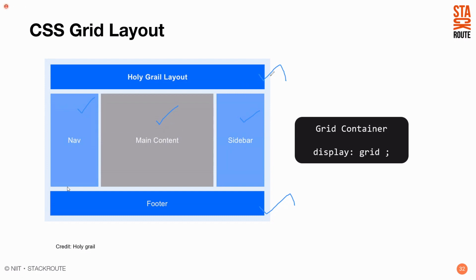So if I have header, footer, nav, main, and sidebar, you have to specify in your style sheet whichever block, whichever places in my grid, what content I need to place. So that flexibility will be provided by the grid layout. I will show you in a demo.